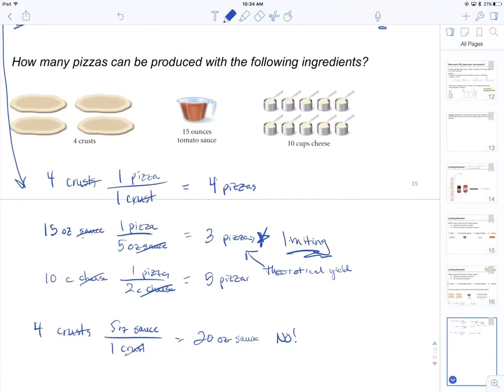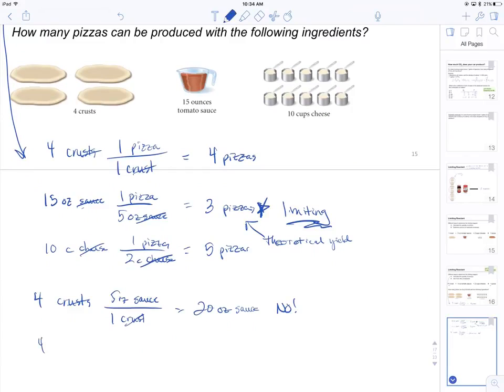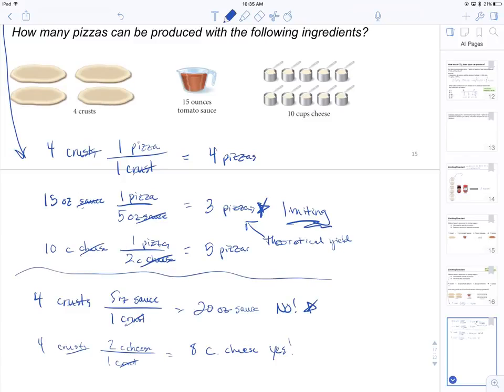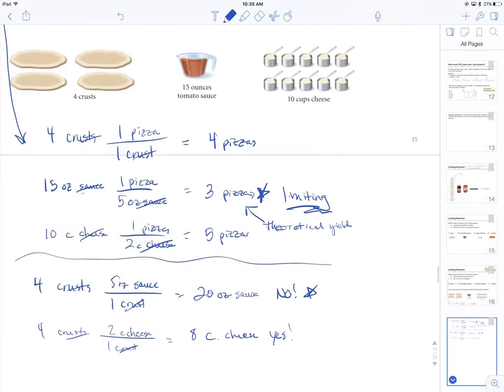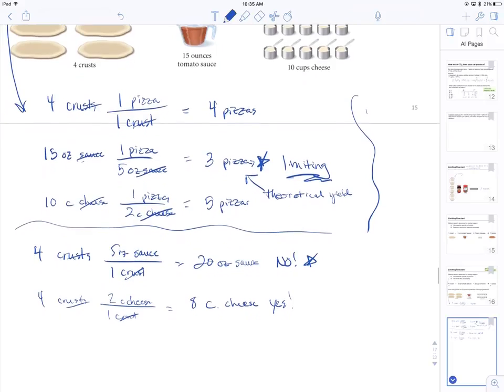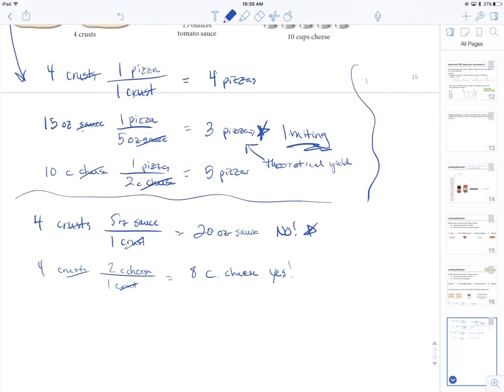So then I need to do the same thing with the cheese, 4 crusts, 1 crust to 2 cups of cheese. This gives me 8 cups of cheese. Do I have 8 cups of cheese? Yes. So that's enough as well. So I've identified my limiting reactant by this method. Again, I prefer to use the first method I showed you up here, but B is perfectly fine, and we will need to use B when we're determining how much leftover reactant there is.